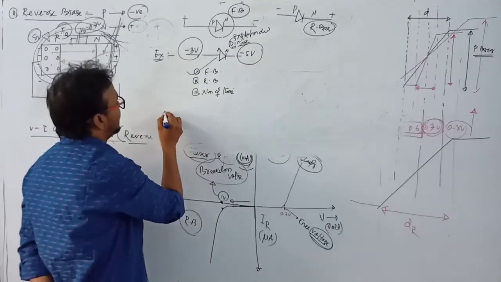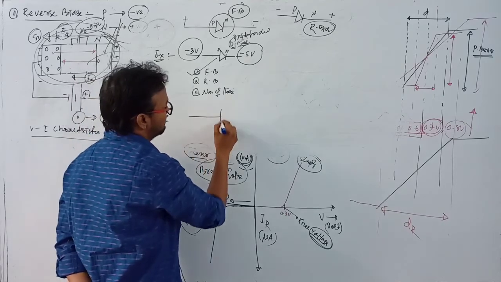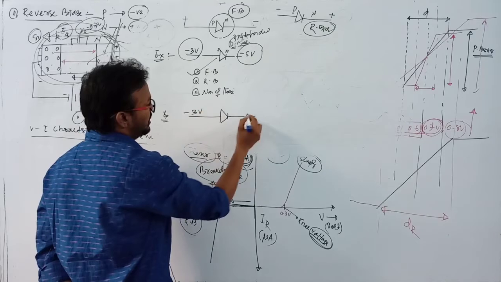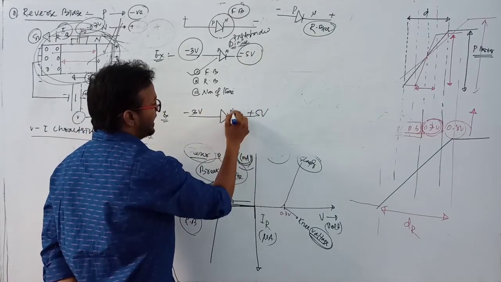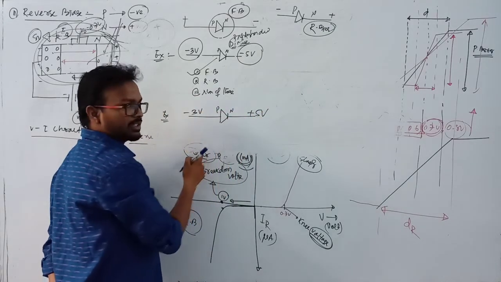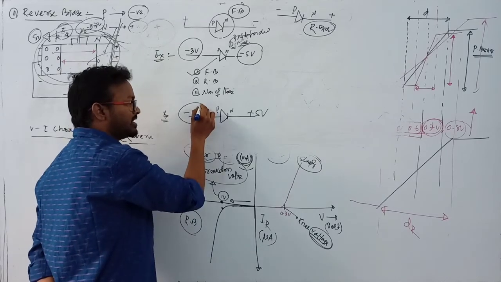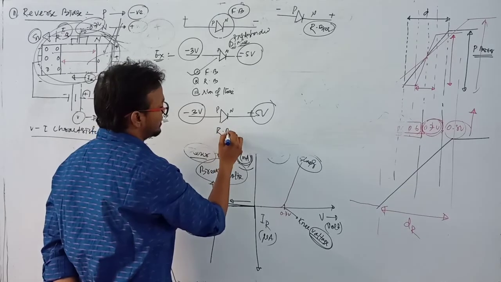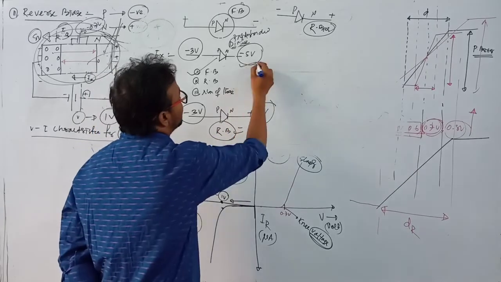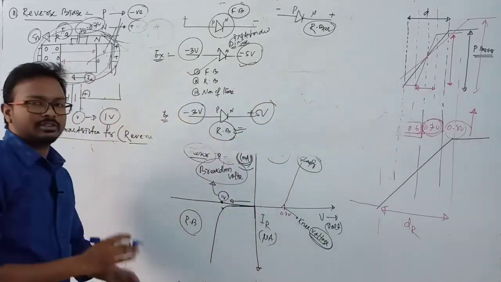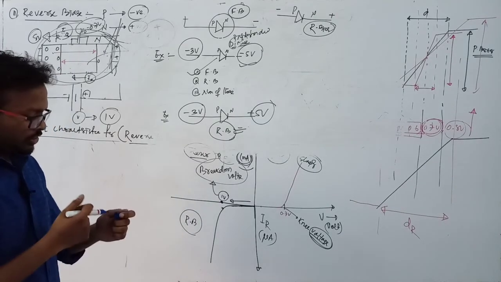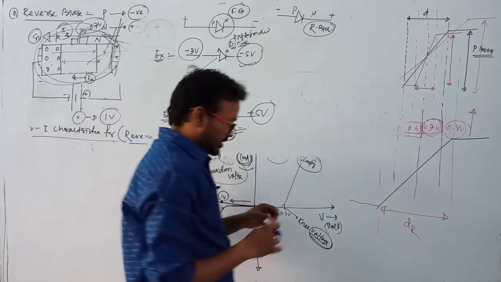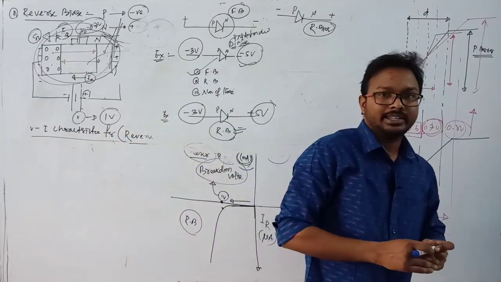Clear? And if we take another example here, like this, minus 3 volt and plus 5 volt. Here N type, this is P type. Then this is reverse bias. Why? Because here is lower potential and here is higher potential. This is known as the reverse bias case. Clear? This is forward bias and this is the reverse bias case. So these are all about the PN junction and forward bias and reverse bias connection.